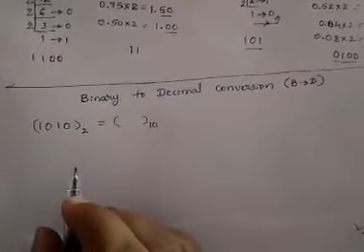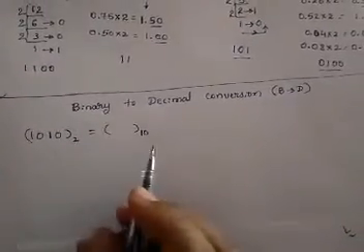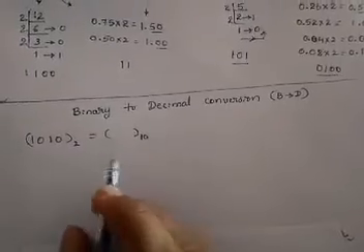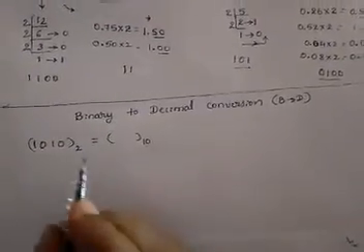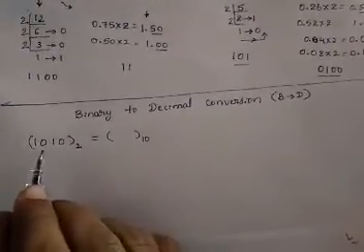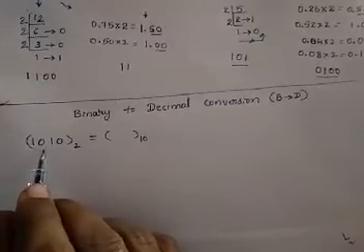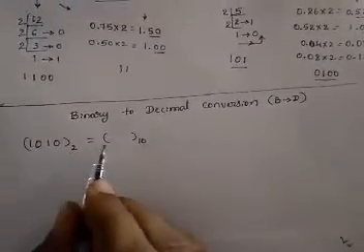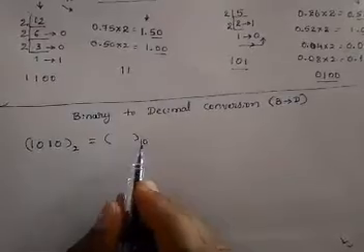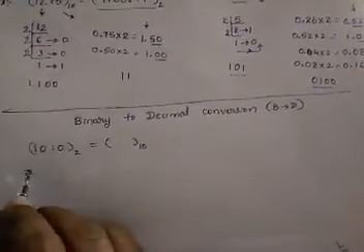The next one is binary to decimal conversion, just the vice versa case of decimal to binary conversion. Here I'll take an example. The binary number given is 1010, which you have to convert to decimal. The steps will be like this.